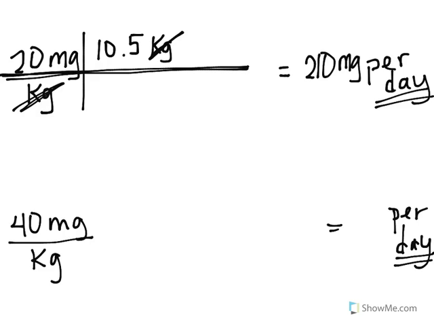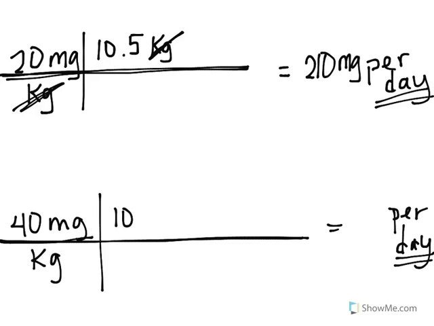I'm going to set up the bottom fraction the same way. I know my recommendation is 40 milligrams per kilogram, and I know I'm working with a 10.5 kilogram child. My kilograms cancel with my kilograms. I multiply across the top, and I get 420 milligrams per day. This is my safety recommendation for this specific child.